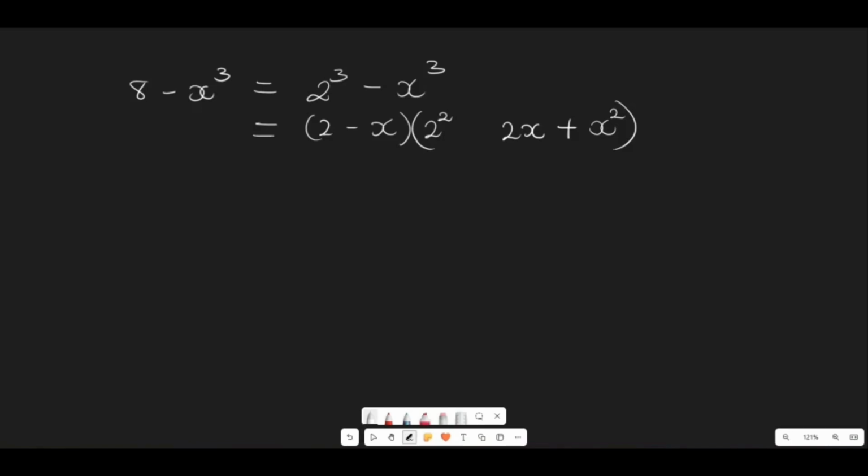And then we're going to take the positive of the negative, the positive of the first bracket, which is going to be positive. Okay, perfect. So that's the correct answer.